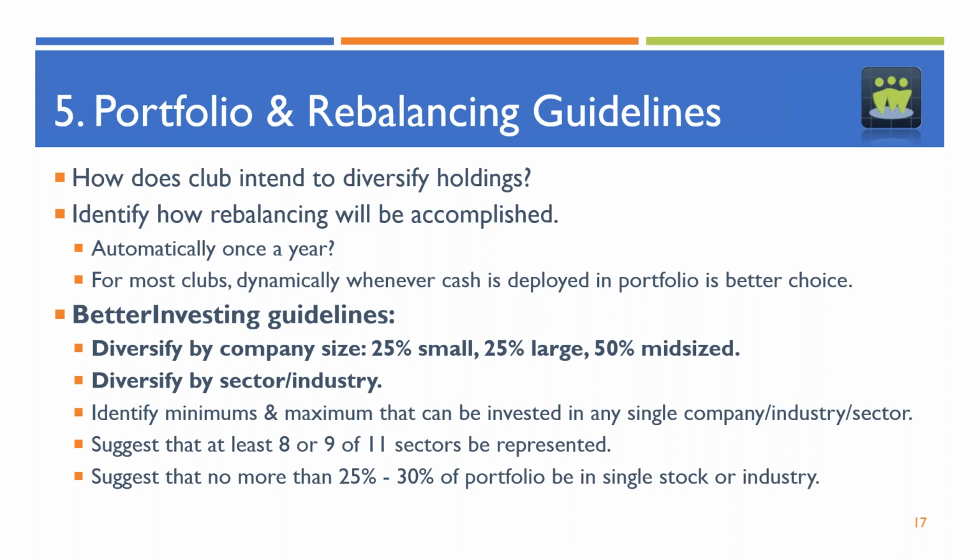Number 5 is our portfolio and rebalancing guidelines. How does the club intend to diversify its holdings? How will it rebalance? For instance, many financial professionals like to rebalance client portfolios once a year. So every year in December, they sit down and they sell the winners and sell the losers and bring everything into balance to match a pre-designated target allocation.